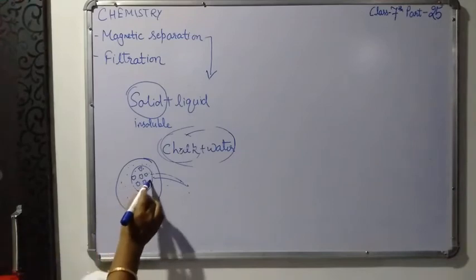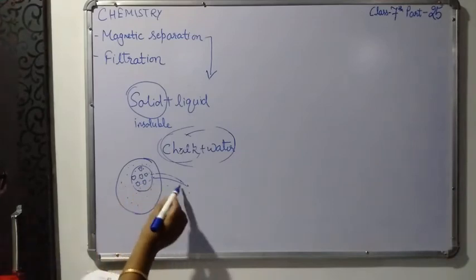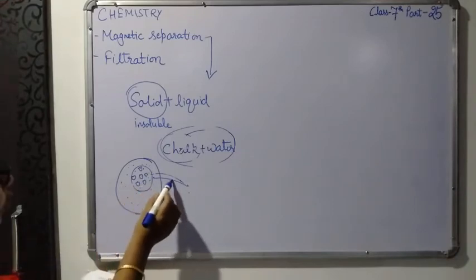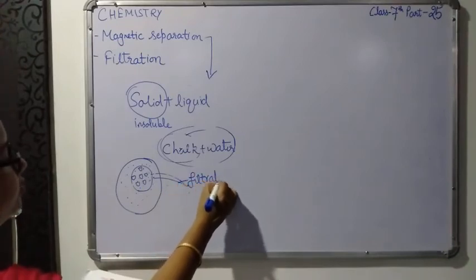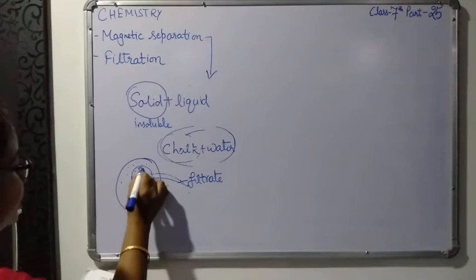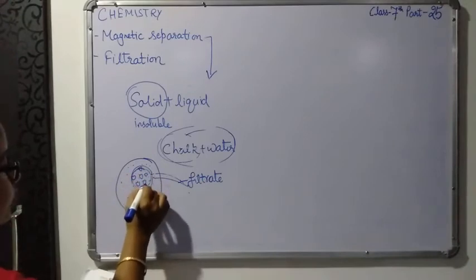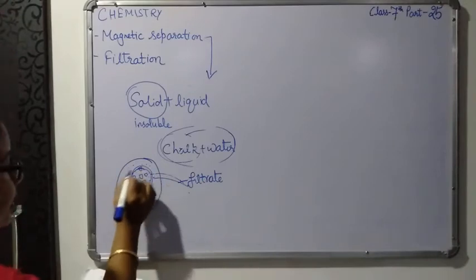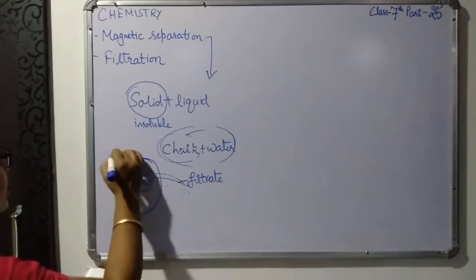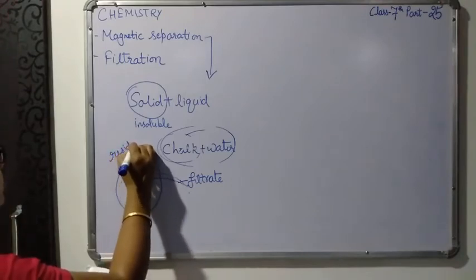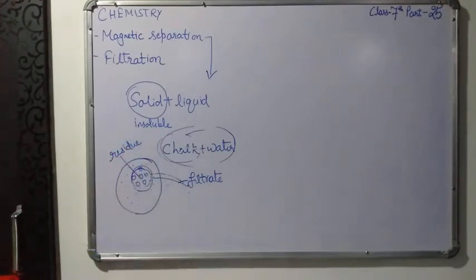The liquid which passes through the holes is called the filtrate. And the solid which is left over on the filter paper is called the residue.